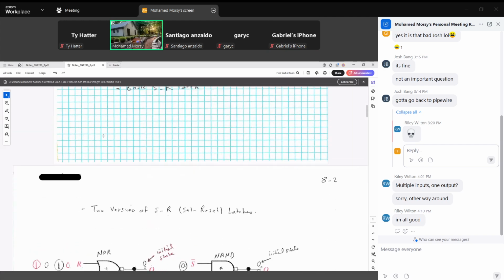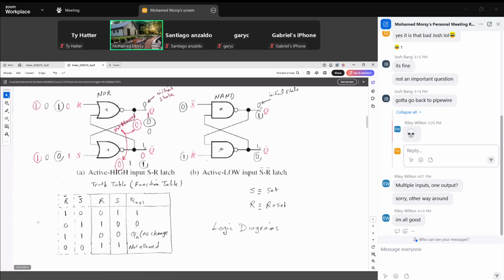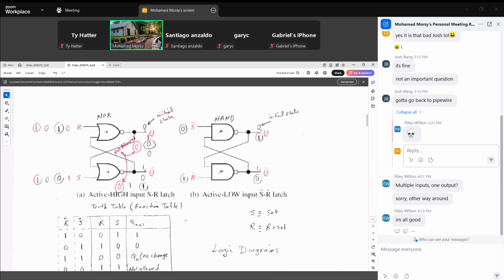These are other versions of the latch. We can use NAND gates, but in this case, the inputs will be S inverted and R inverted. If S inverted is 1 and R inverted is 1, exactly like you do here for S is 0 and R is 0, this is no change.